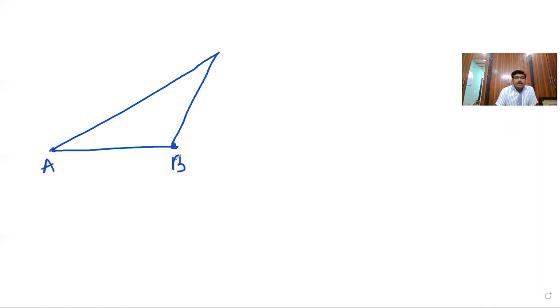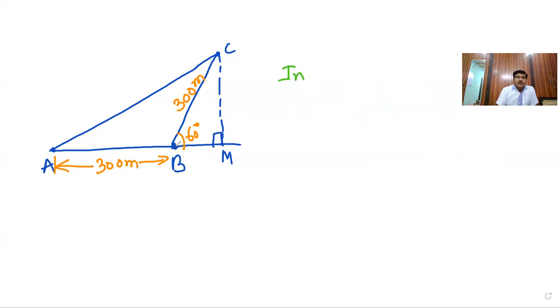A, B, C. Now, dotted lines. This is the right angle AMC triangle. And remember, this is 60 degrees. AB is 300 meters. BC is also 300 meters. Now, observe carefully. In BMC right angle triangle, what is BM? I require BM.